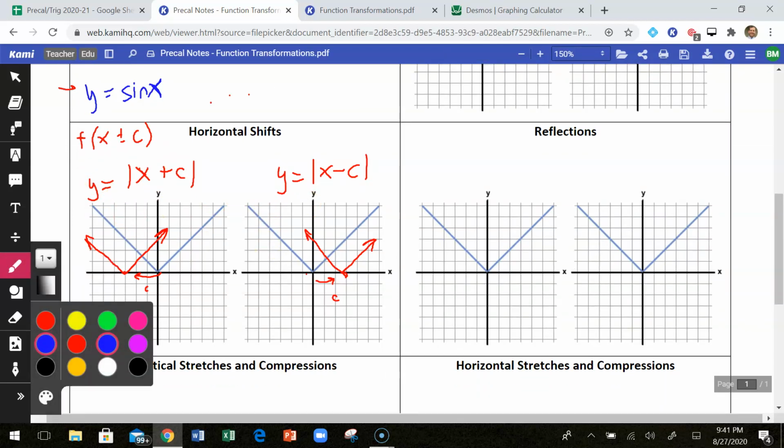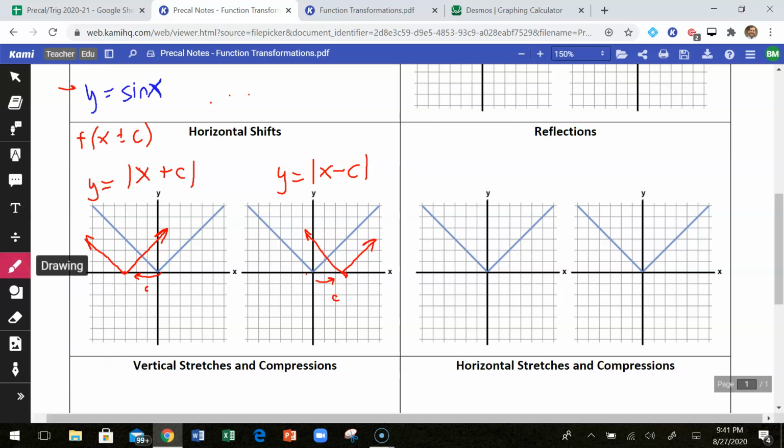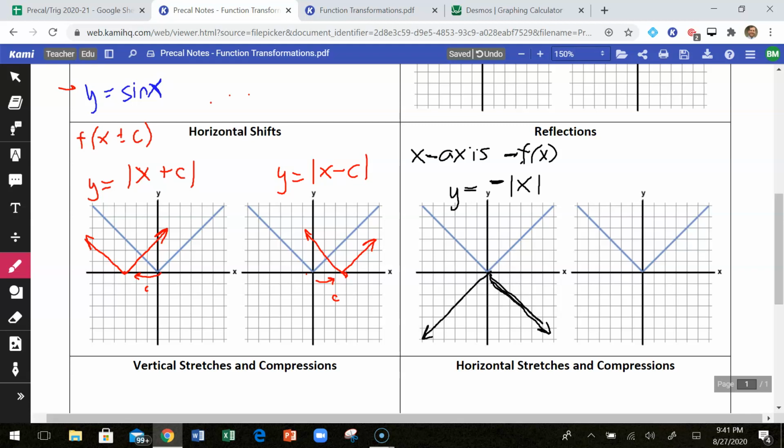Okay, reflections. If we reflect something over the x-axis, so I'm going to do x-axis first. If I reflect it over the x-axis, what I do is I take the function and I make the whole thing negative. So this is going to be negative f of x. So for absolute value, what that means is I'm going to do a negative on the outside, negative the absolute value of x. What that does is it reflects this entirely over the x-axis. Okay, and we get an absolute value v that goes down.